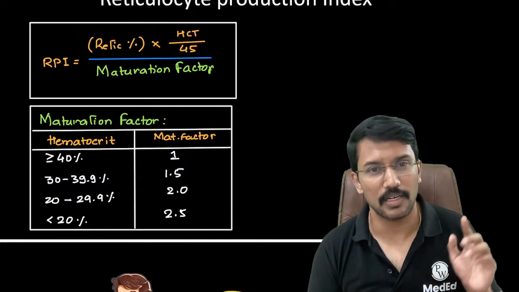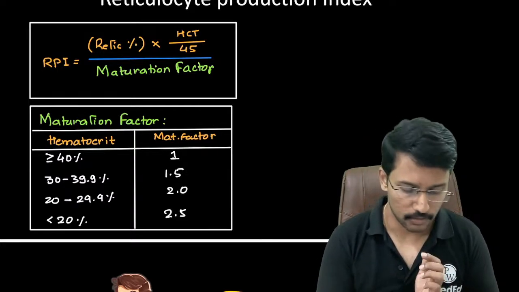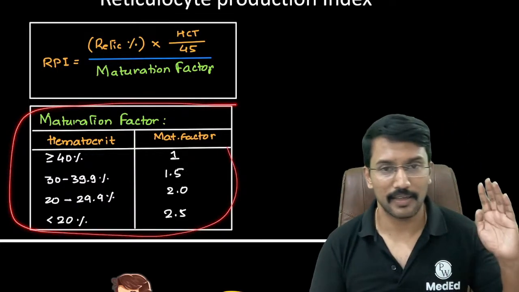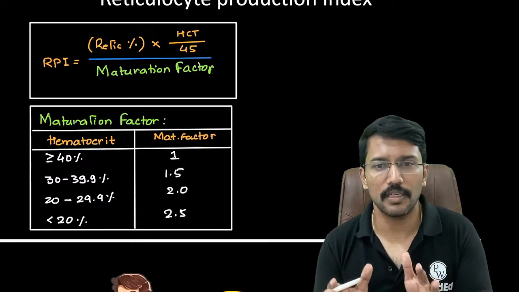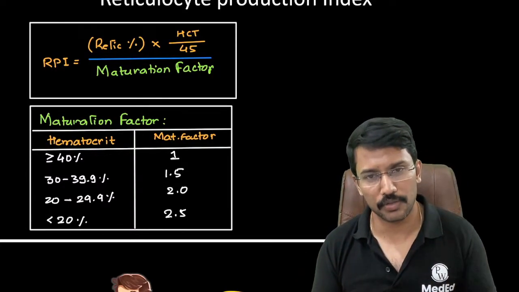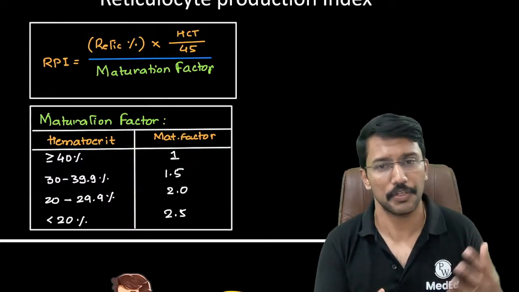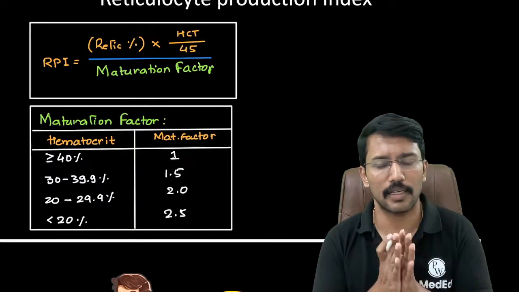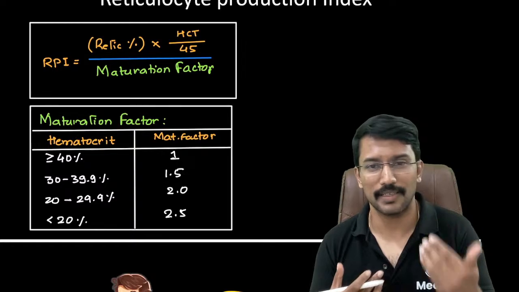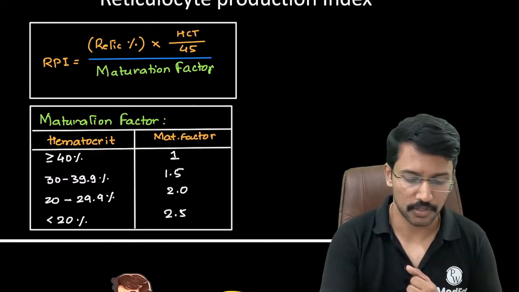The maturation factor depends on the hematocrit, right? So I have given you a table where the hematocrit value and appropriate maturation factor is mentioned. This you will study in pathology as well, and in pathology you will get MCQs based on these calculations. Do practice that. In bedside discussion we will not ask you, but we will at least ask you how you approach a patient with anemia looking at their reticulocyte production index.